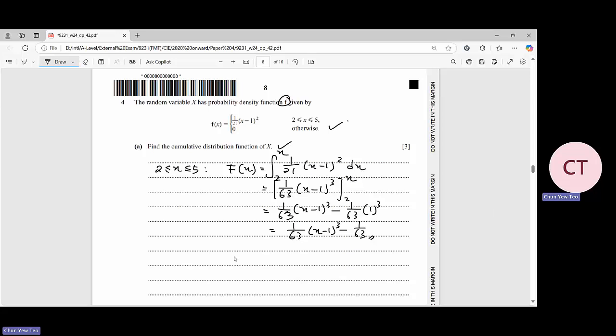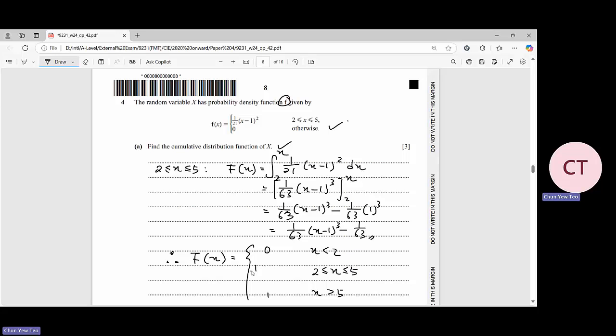Therefore, your CDF will be 0 and 1. 0 is for x less than 2, 1 is for x greater than 5. And if it's between 2 to 5, that will be the function that we have found just now.